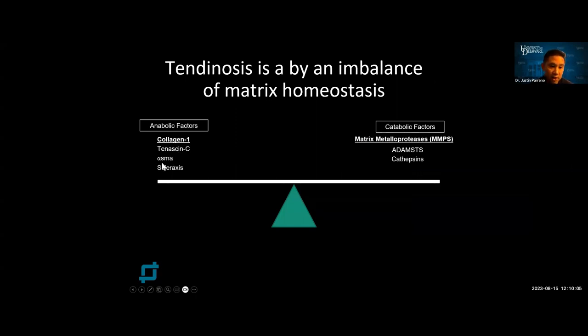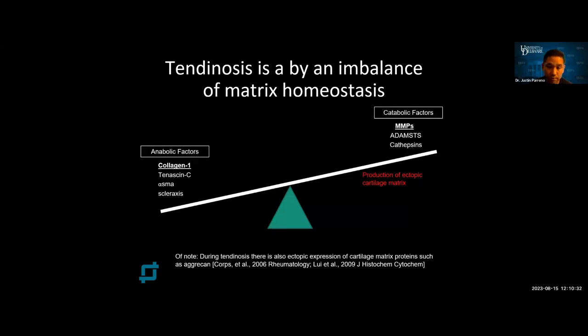Intracellular molecules such as alpha smooth muscle actin allow for contractility of cells and allow for the resiliency of the cells, and transcription factors such as scleraxis are responsible for the expression of collagen type 1 and tenascin C. There is also a balance with catabolic factors, namely the matrix metalloproteases, which degrade collagen, ADAMTSs and cathepsins, which are also able to degrade other matrix molecules.